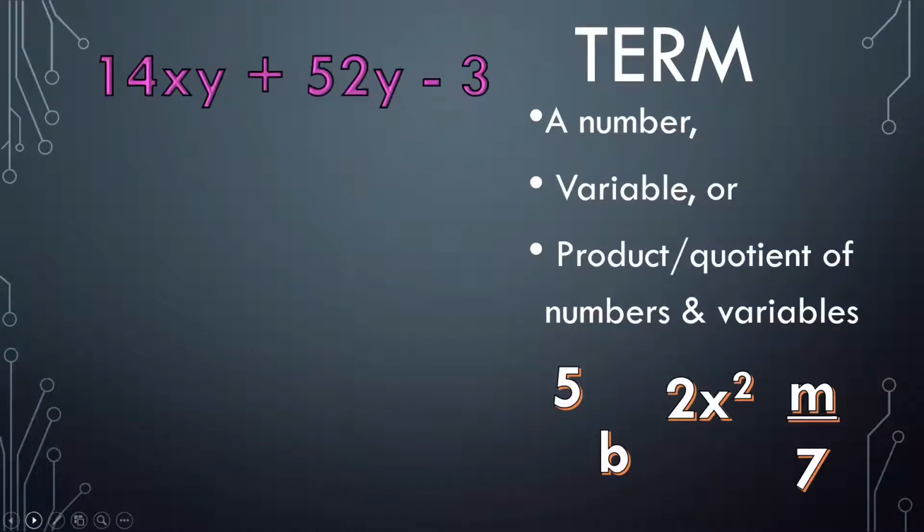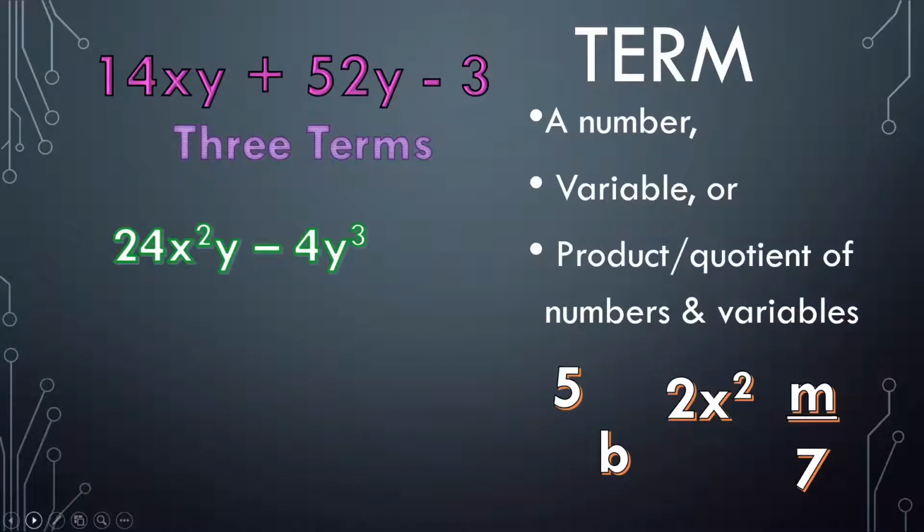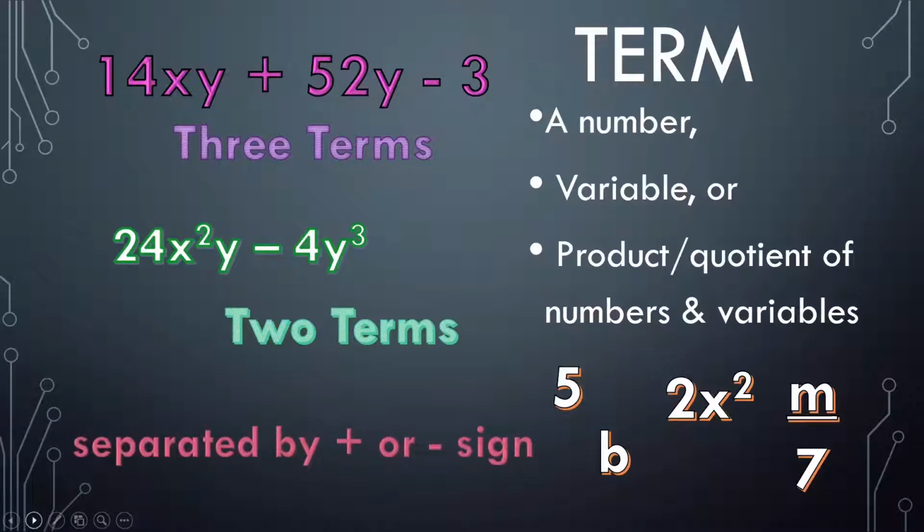So if you look at this, it happens to have 3 terms. How do I know there's 3? Well, if you look, this plus sign separates the first 2 terms, and this minus sign separates the last 2, creating 3 terms. Looking at this one, there are 2 terms because we have a minus sign in between. So what you need to write down and realize is terms are separated by a plus or a minus sign. That's how we're going to pick out what our terms are.